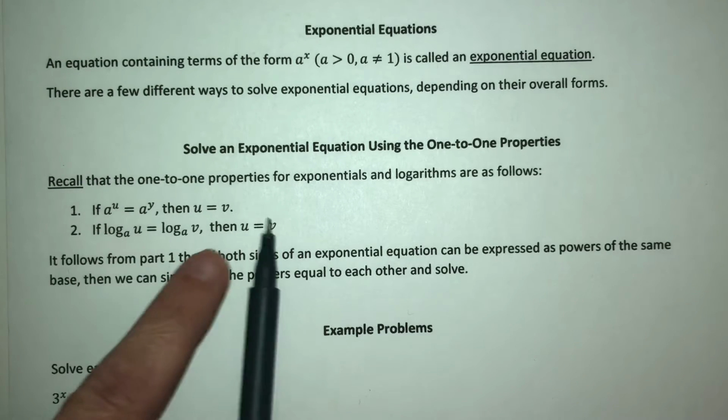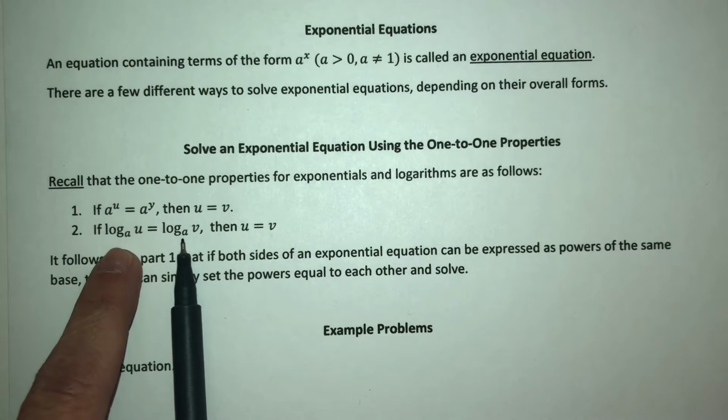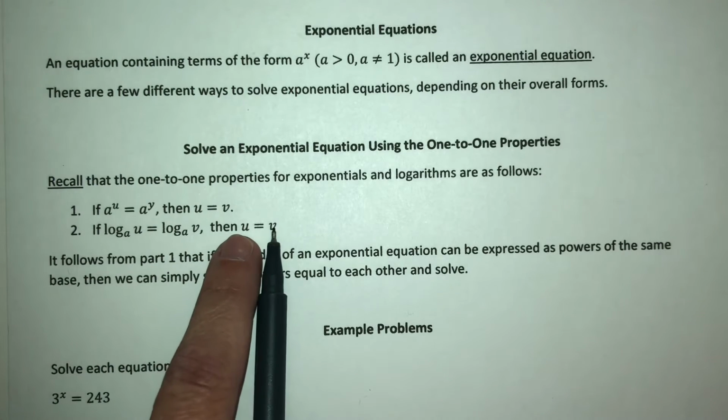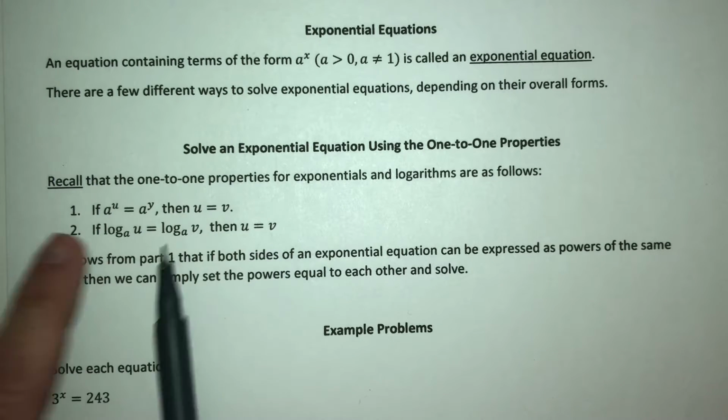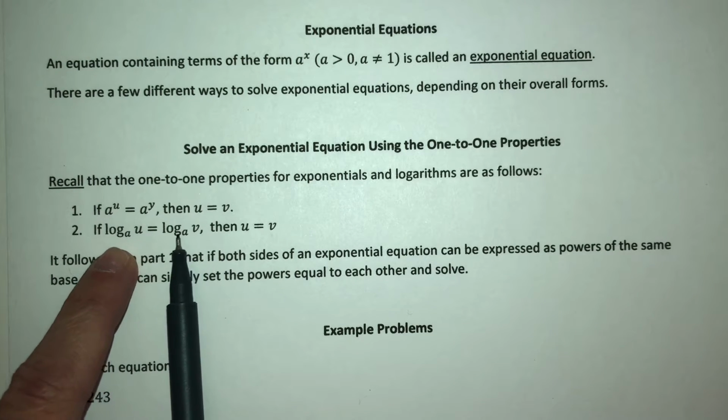The same type of thing happens here. If you have two logarithms equal to each other and they have the same base, then their arguments are equal. And also, if I have two things that are equal, I can take a log of both sides as long as they have the same base.